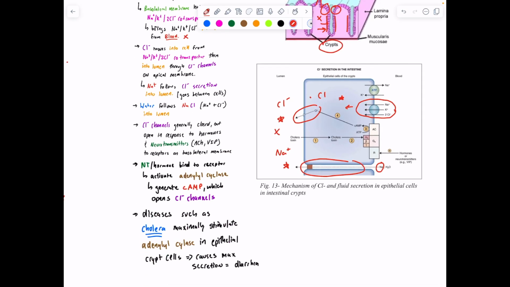And so this movement of chlorine ions is going to result in sodium ions moving. Chlorine and sodium moving together is going to draw salt out as well. But generally, these chlorine channels are closed, but they can open in response to neurotransmitters and hormones, such as acetylcholine or VIP, on receptors on the basement membrane, which is what we see here. The receptors will activate adenylyl cyclase, which is going to generate cAMP, which opens chlorine ion channels. Diseases such as cholera are going to maximally stimulate adenylyl cyclase, therefore maintaining chlorine ion channels open, maintaining sodium leaving paracellularly as well, maintaining water leaving as it follows, so you get diarrhea from cholera.